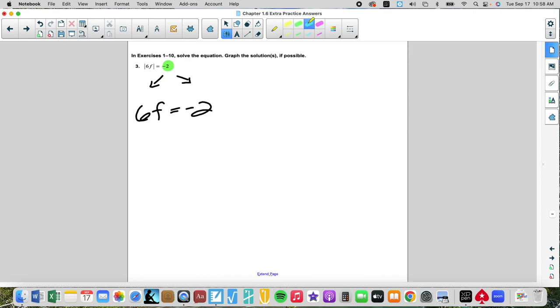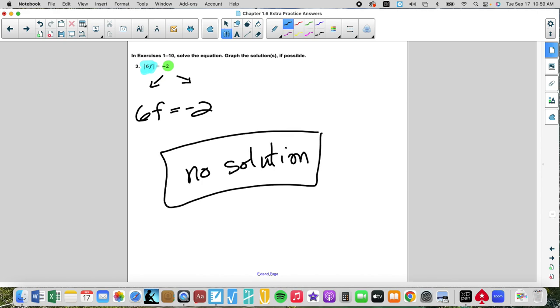No absolute value is ever going to produce a negative value. So it says the absolute value of 6f equals negative 2. It doesn't matter what I plug in for f, positive, negative, 0, 1/3, negative 1/3. It's never going to produce a negative value. A positive value is always going to come out of that absolute value. So there's nothing. This answer is actually no solution. That is what you have to notice.